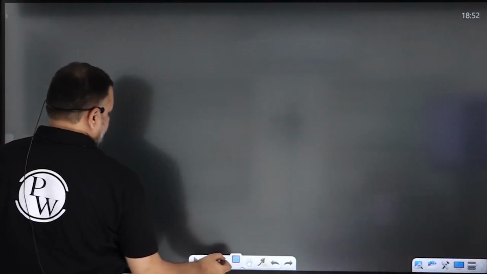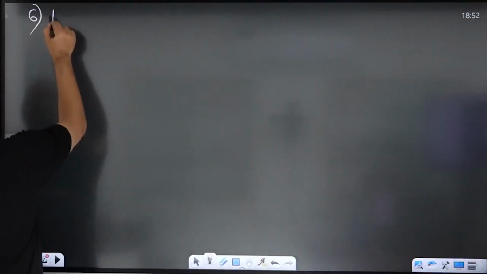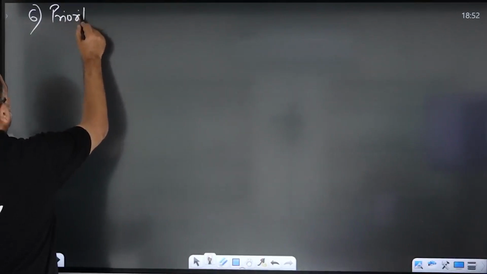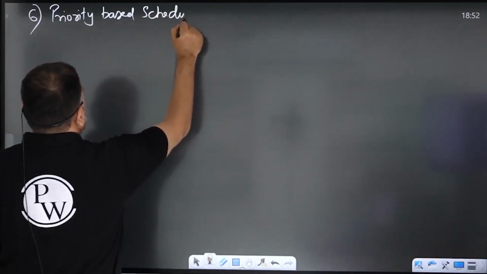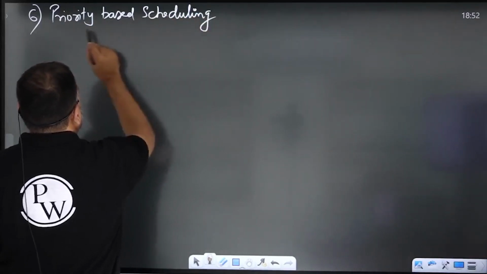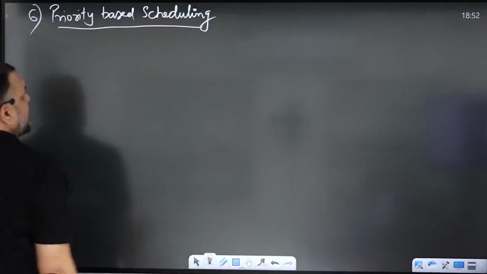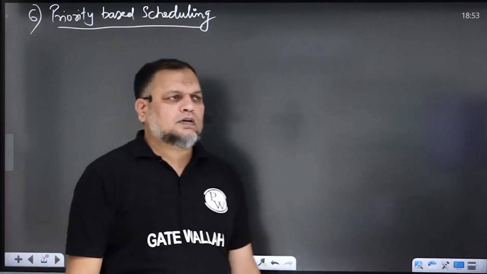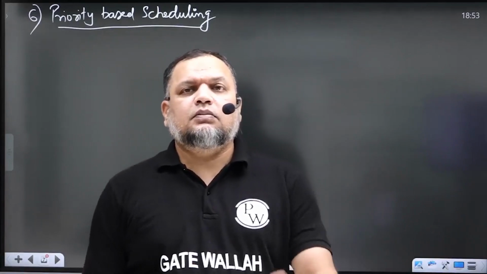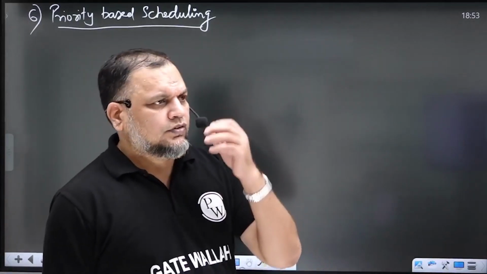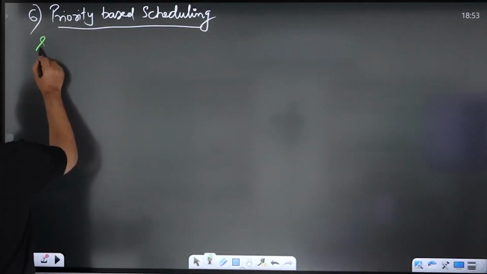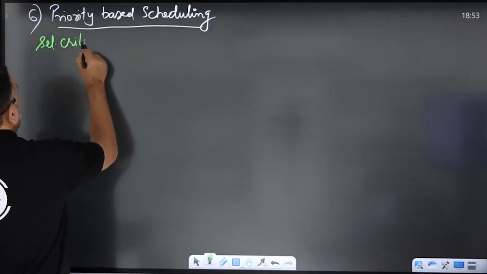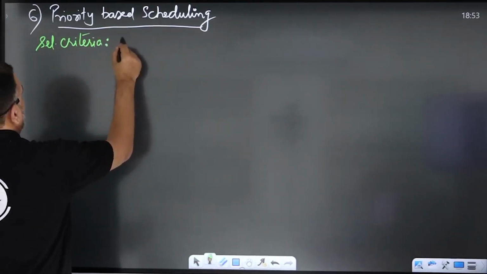Sixth in sequence: priority based scheduling. Again, a scheduling technique which is practically implementable and also used in many systems. What is the mode of operation here? The selection criteria is nothing but the priority of the process.